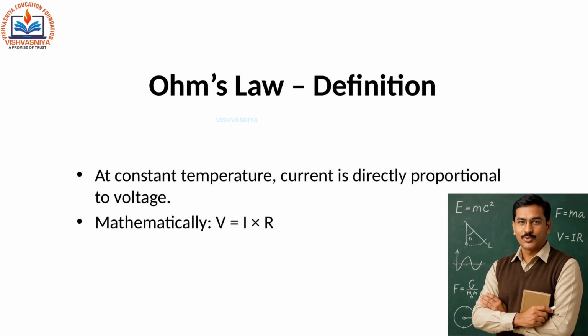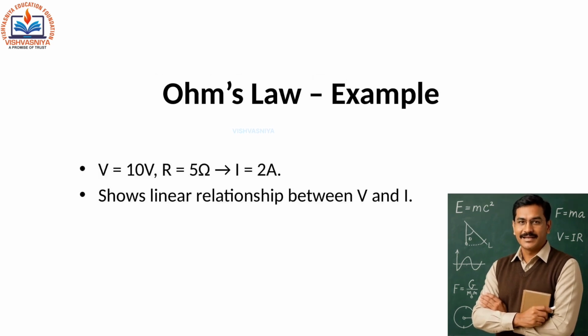Now we move to one of the most fundamental laws in electricity, Ohm's law. Ohm's law states that the current passing through a conductor is directly proportional to the potential difference across its ends, provided temperature and other physical conditions remain constant. Mathematically, it is written as V is equal to I multiplied by R, where V is voltage in volts, I is current in amperes, and R is resistance in ohms.